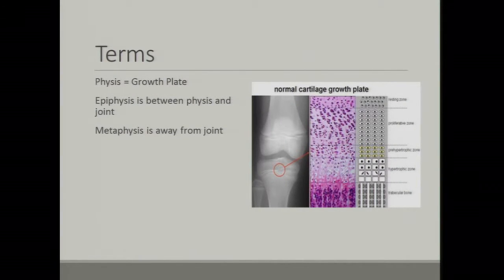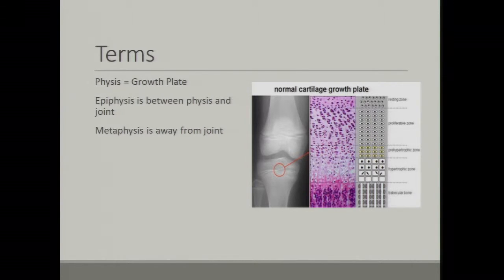So to step back and make sure we're on the same page with a couple of terms, the physis is essentially another term for the growth plate. And the way long bones grow is most of the longitudinal growth occurs at the ends of the bones, so around the joint. The epiphysis, which I'll talk about, is basically the part of the bone that's between the growth plate and the joint. So the shorter part of the solid calcified bone that's adjacent to the joint. Metaphysis and diaphysis refers to the part of the bone that's away from the joint, so the shaft.